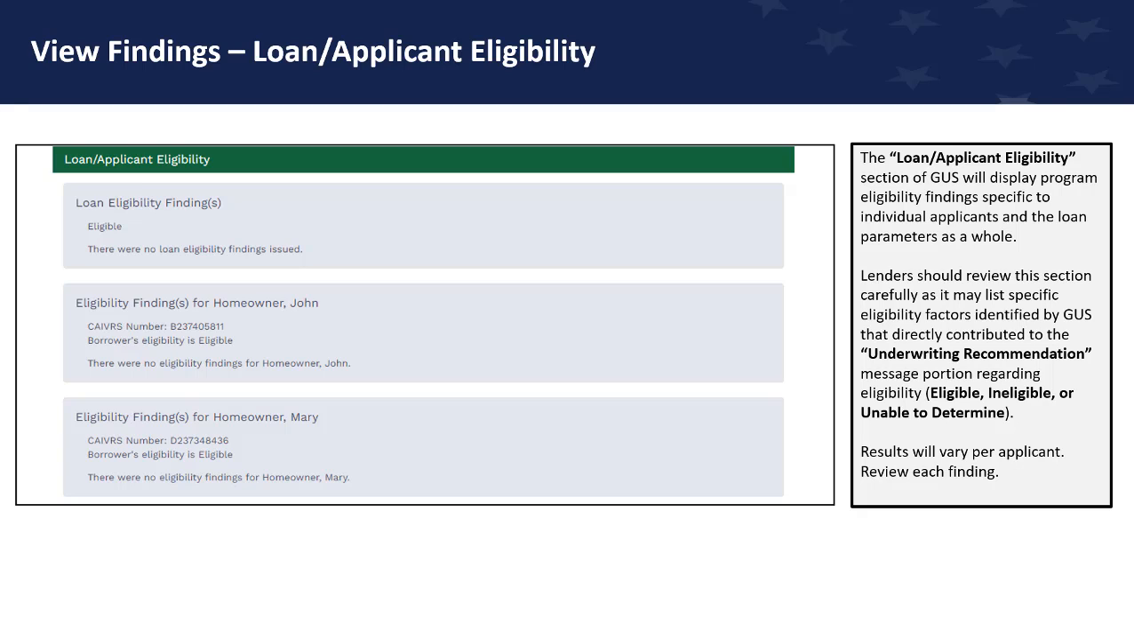Subsequent text boxes in this section include borrower eligibility findings, if any, returned from rural development, as well as the CAVERS number and borrower eligibility recommendation. The system will display borrower eligibility is, followed by unknown, eligible, ineligible, or unable to determine for borrower eligibility recommendation. If no findings were issued, the system populates there is no eligibility finding for the borrower's name, instead of generating an ordered list. These borrowers are listed in the order they are entered on the borrower page.